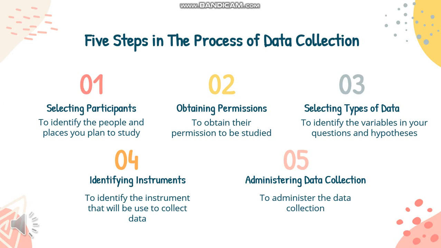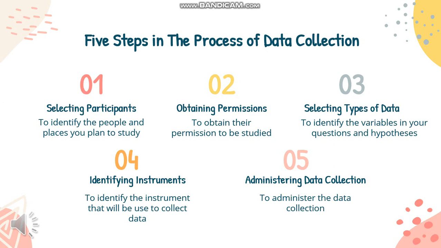The first is selecting participants, used to identify the people and places you plan to study. The second is obtaining permissions, used to obtain their permission to be studied. The third is selecting types of data, used to identify the variables in your questions and hypotheses. The fourth is identifying instruments, used to identify the instruments that will be used to collect the data. And the last is administering data collection, used to administer the data collection.